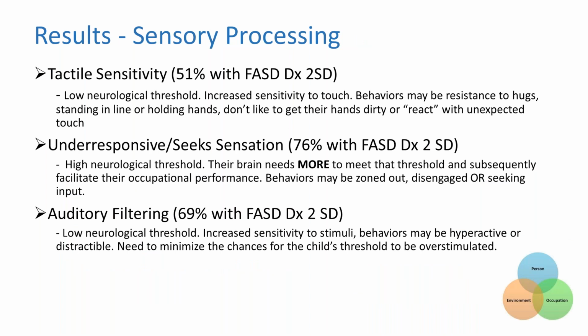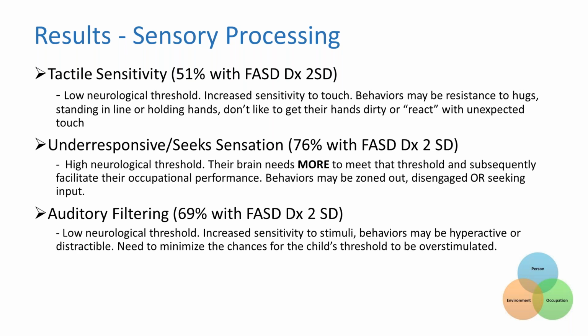So an easier way to look at this is 51% of the kids with an FASD diagnosis scored 2 standard deviations in the tactile sensitivity area. So this would represent a low neurological threshold. They might have increased sensitivity to touch. Behaviors that you might see are that they're resistant to hugs, standing in line, holding hands. They don't like to get their hands dirty, or they might react with unexpected touch. And those are just some examples. I'm sure you see lots more on your caseloads as well.